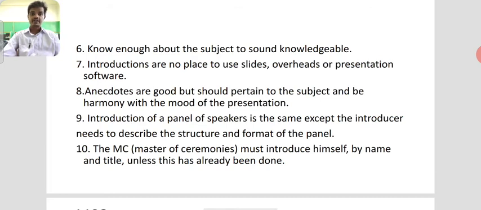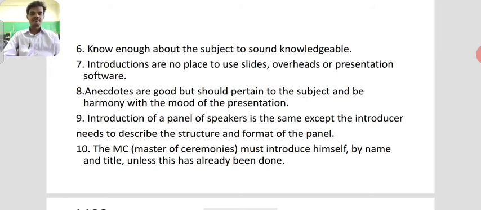And next one, introductions are no place to use slides, overheads or presentation software. It is just an introduction. That's why do not use slides, an overhead projector or presentation software, anything like that. So remember it. And then next, eighth one, anecdotes are good but should pertain to the subject and be in harmony with the mood of the presentation. So you must observe the audience and their mood. Then only it sounds good.